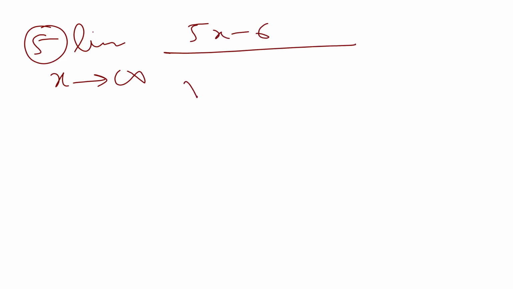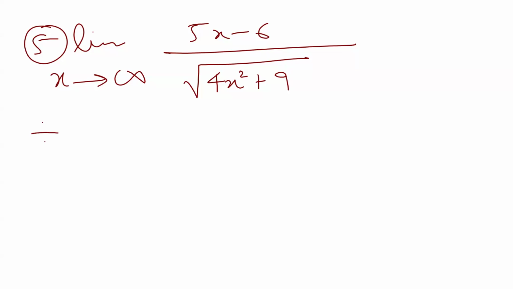Limit x approaching towards infinity, 5x minus 6 upon root of 4x square plus 9. Now, what is the highest power of x? There are 2 terms with x and x square. But then what is the highest power of x? The highest power of x will be x itself, because down there is root. So root of x square is x.